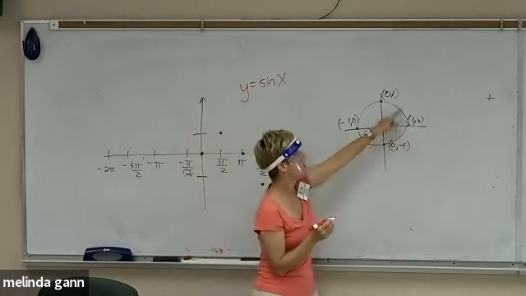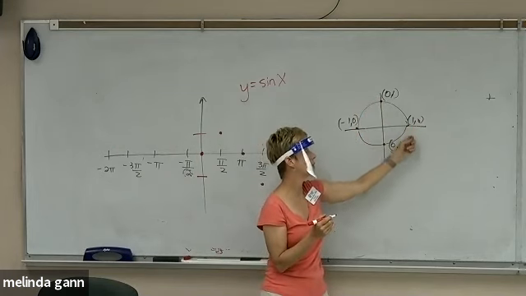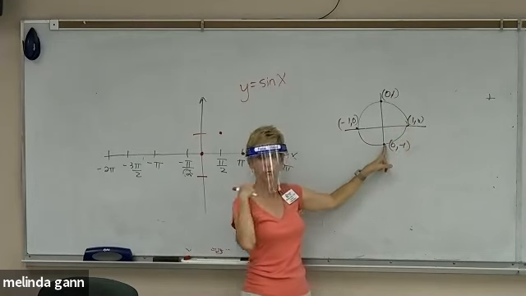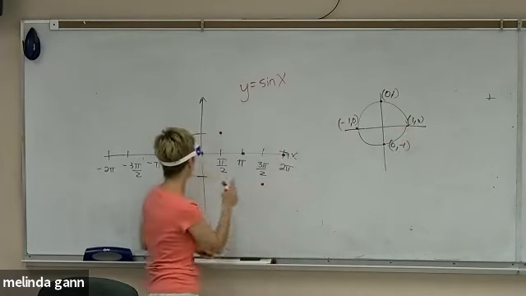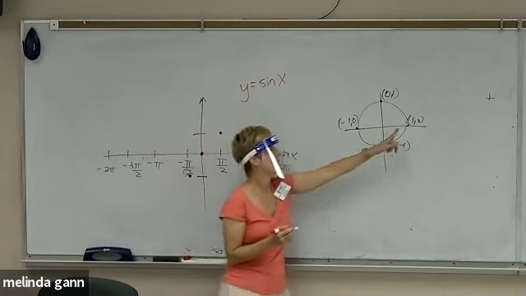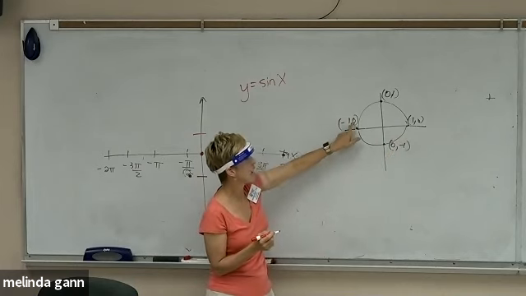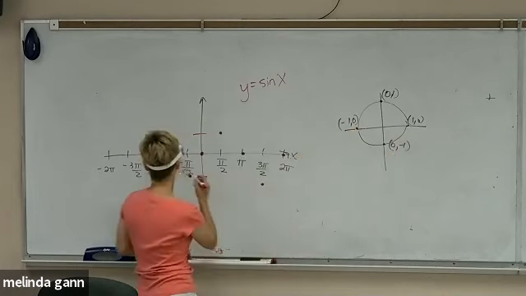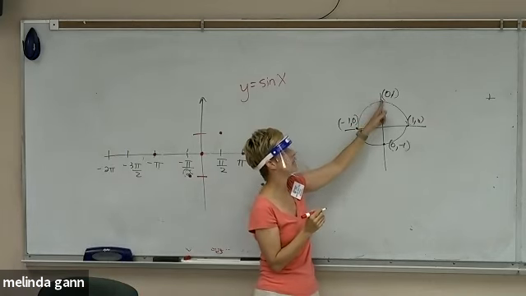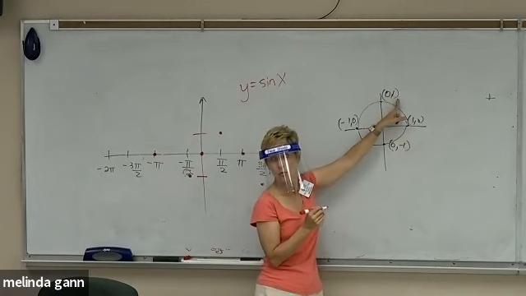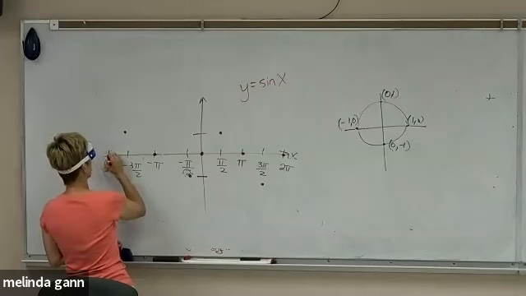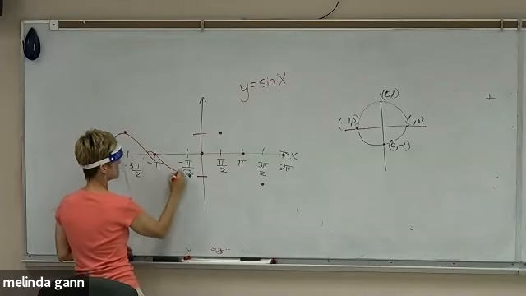Now, when you're going this way, it's positive. What happens when you go clockwise? Isn't that negative angles? So what if you're at negative 90? What's your y coordinate? Negative 1. So if I'm at negative 90, I'm at negative 1. If I go to negative 180, what's my y coordinate? 0. If I go to negative 270, my y coordinate is 1. And then if I go back, I get a 0. Everybody with me?